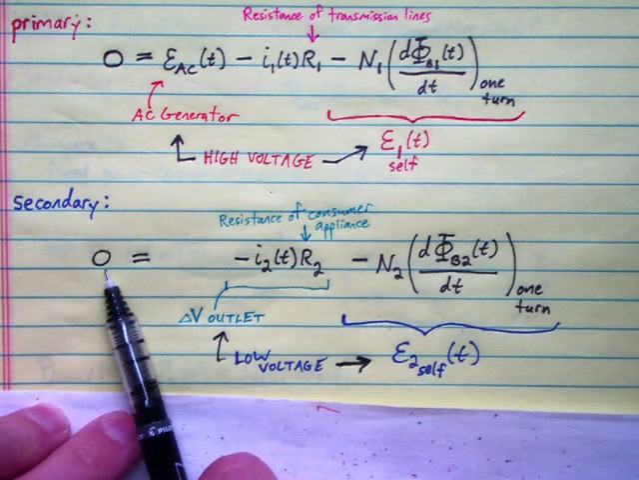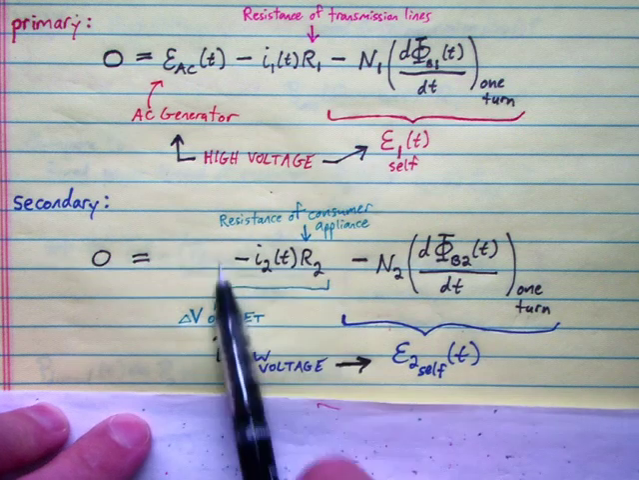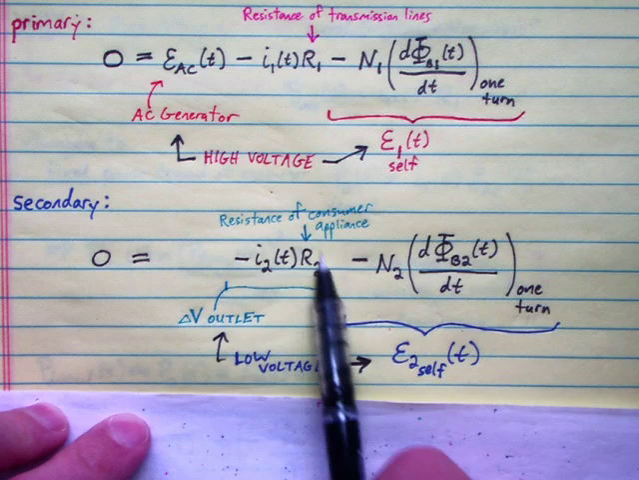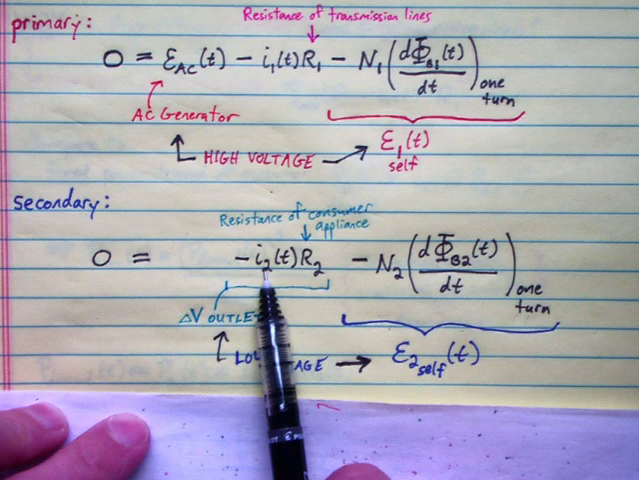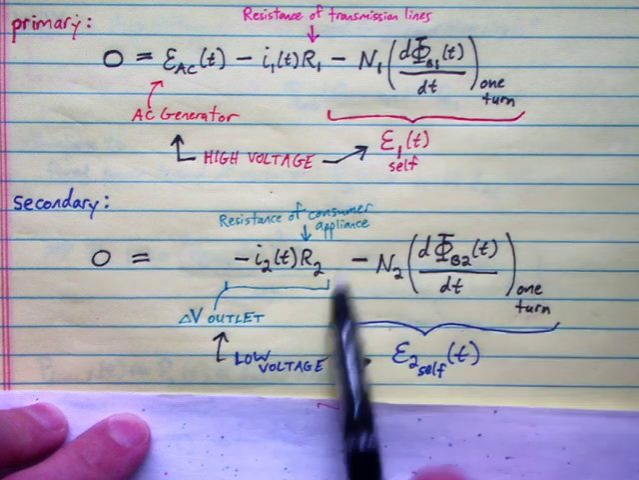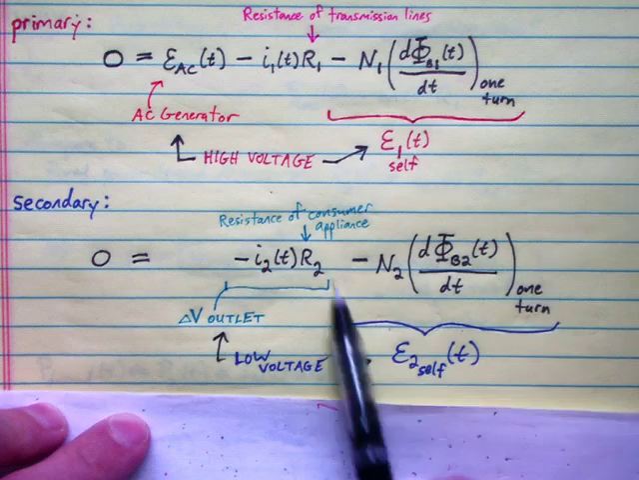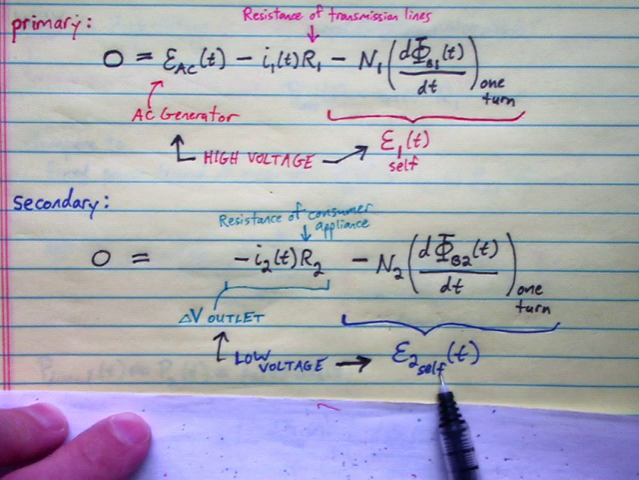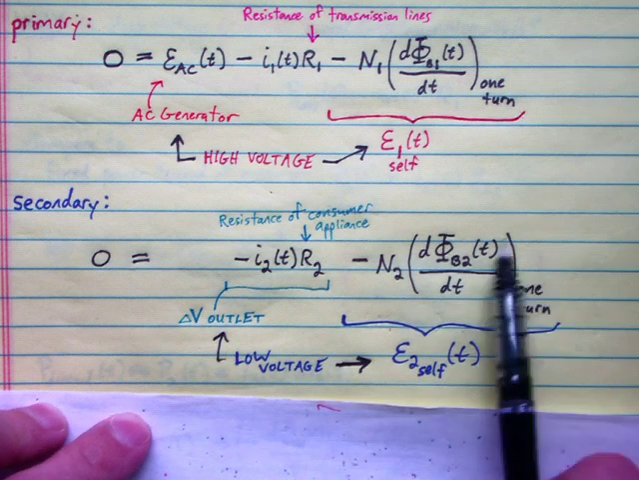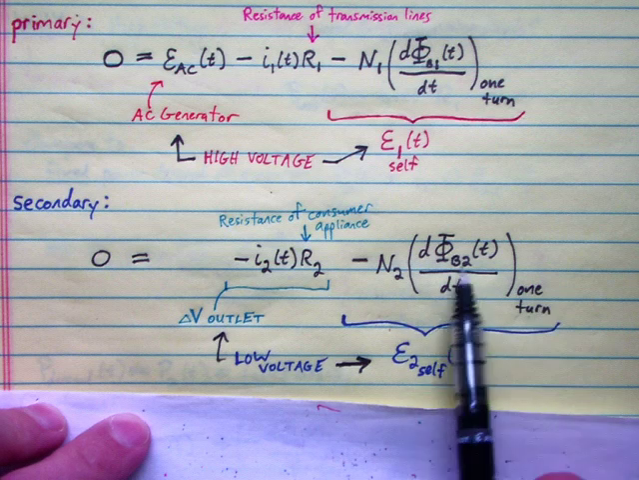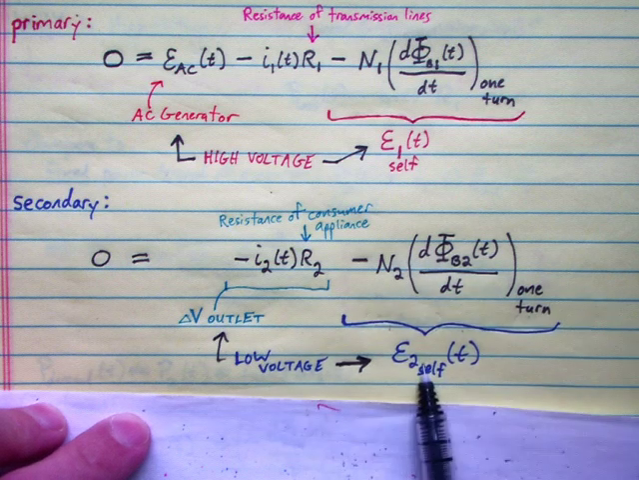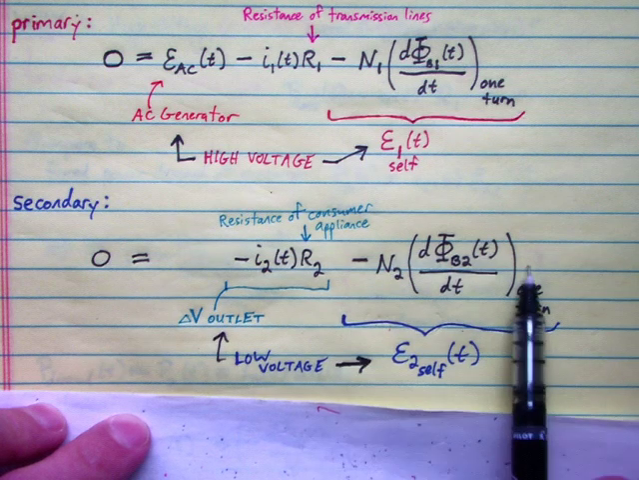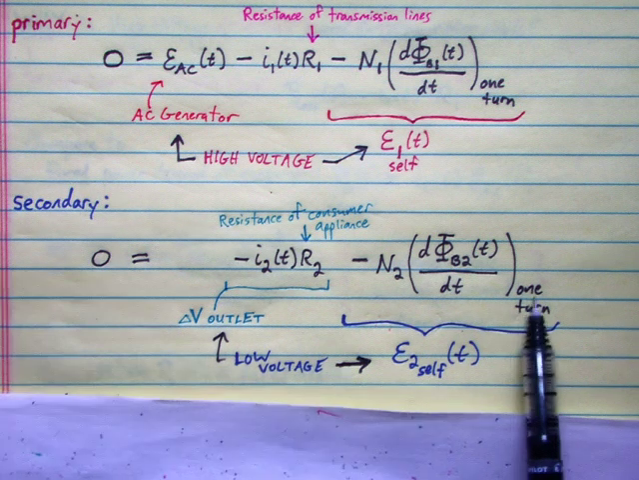Now, the secondary side, the consumer side, here's your delta V on your outlets. That R2 would be the resistance of your consumer appliances. This is the current coming out of your wall outlet. And then here, it's what is actually driving that current to your house. It's the self-induced EMF in the right-hand side of the transformer. So that coil on the right-hand side of your transformer has N2 turns, and this would be the rate of change of magnetic flux through one of those turns.